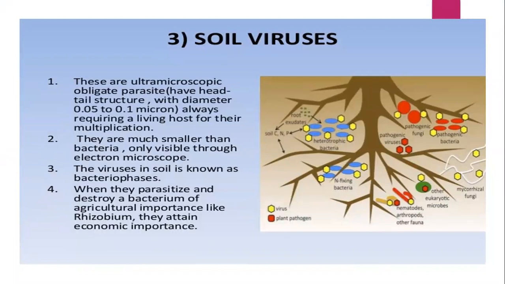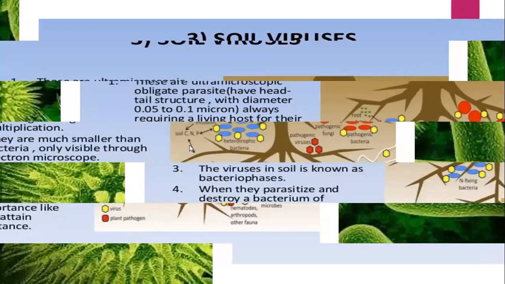Now, soil viruses are ultra microscopic obligate parasites. They have a head-tail structure with diameters of 0.05 to 0.1 microns. They always require a living host for their multiplication. As you can see, these are the viruses, which are yellow in color, and the plant pathogens, which are red in color. They are much smaller than bacteria, only visible through an electron microscope. So they are harmful not only to animals and human beings, but equally harmful to the plant's body.